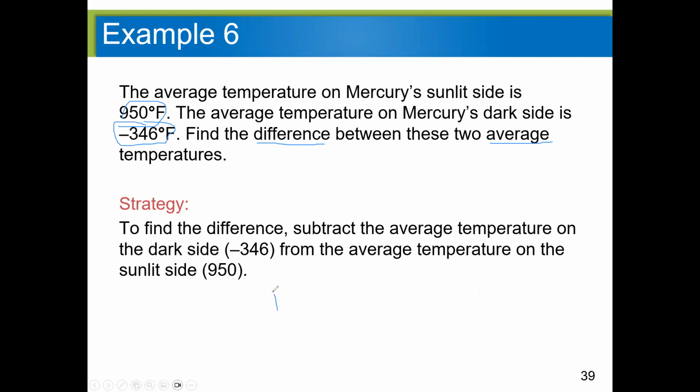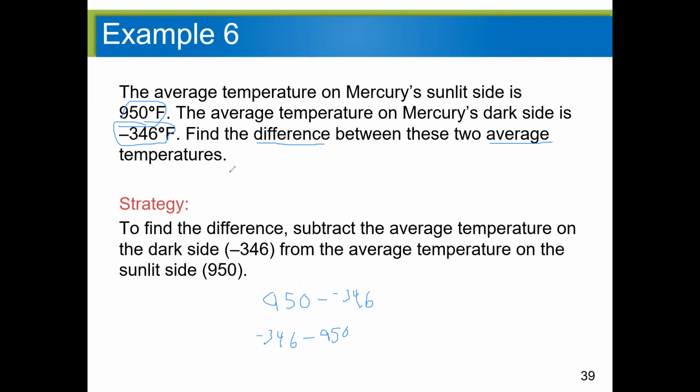So I have 950, and I want to subtract the other number, negative 346. Is that correct? Or is it negative 346 minus 950? And does that matter? Those are the kind of questions that, once you can answer, will give you a better understanding of math, which will set you up better going forward in the future. So am I doing 950 minus negative 346? Or am I doing negative 346 minus 950?